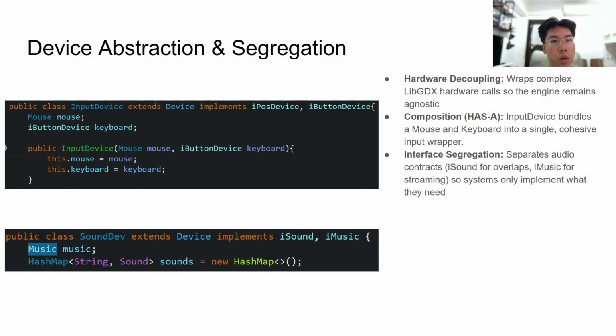Lastly, I applied the interface segregation principle to our audio system. Instead of a massive audio interface, I separated the audio contracts into ISound for overlapping sound effects and IMusic for streaming background loops. This ensures systems only implement the specific methods they actually need. That covers the I/O architecture, and I'll pass the time now to the next presenter.